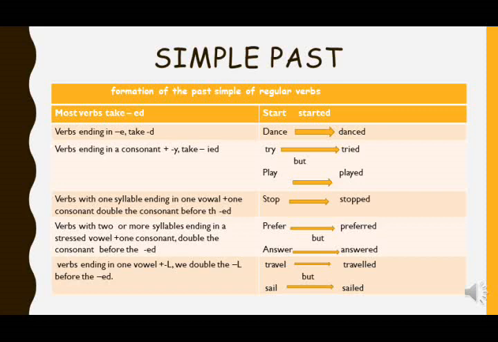Verbs with two or more syllables ending in a stressed vowel plus one consonant double the consonant before the ed. For example, I prefer, I preferred. But answer, answered. This is an exception too. So, for the verbs ending in one vowel plus L, we double the L before the ed. For example, I travel, I travelled. I sell, I sold. This is an exception. We didn't double the L.